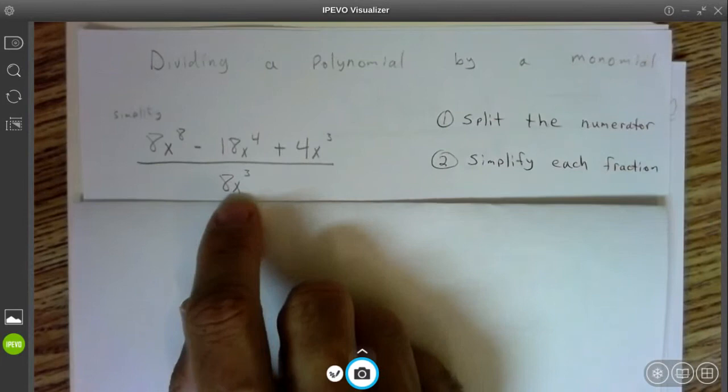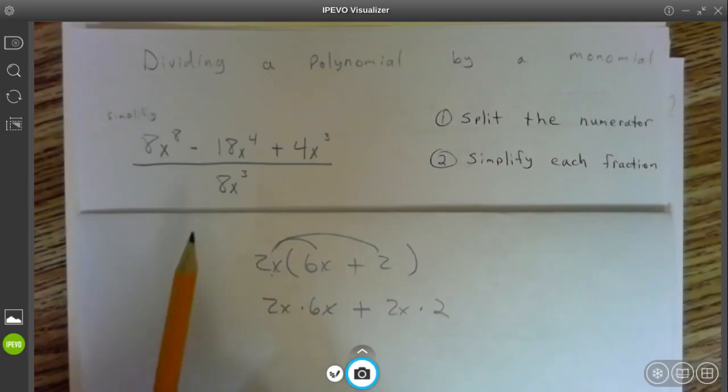What we're going to leverage is the distributive property. So you remember if I had 2x multiplied by 6x plus 2, I could take this one thing and multiply it by each individual thing. It would become 2x multiplied by 6x plus 2x multiplied by 2. Well, it's going to be the same idea here, except with division. So I've got all of this divided by 8x cubed.